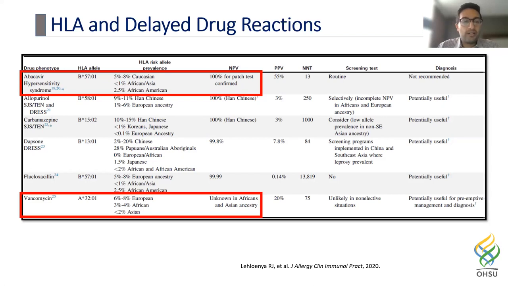But there are some other ones that are of interest, and I've actually tested patients for that. We weren't sure; they got multiple medications at the same time.